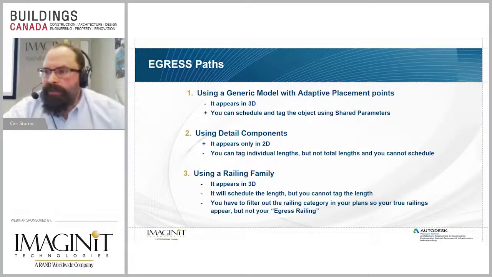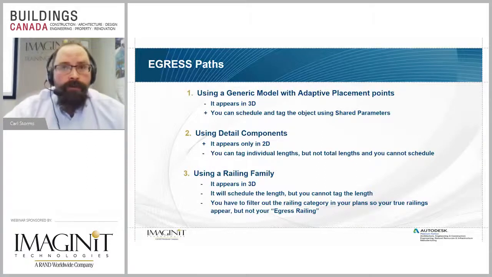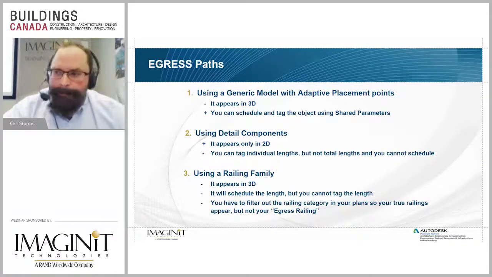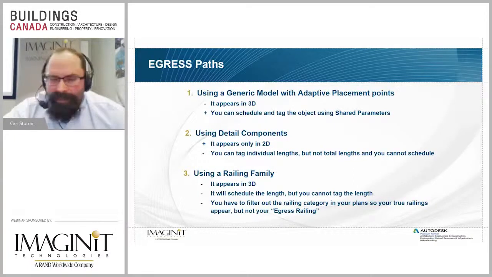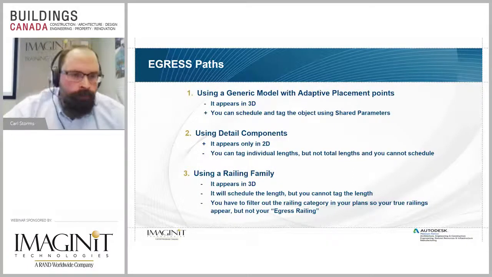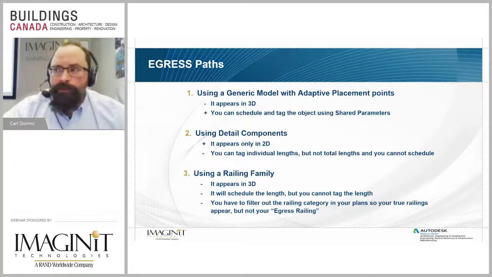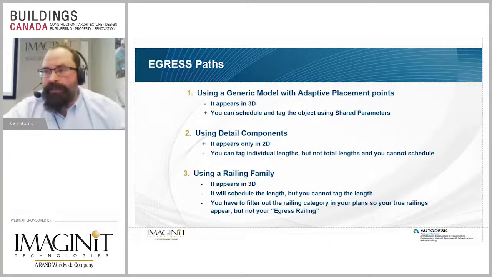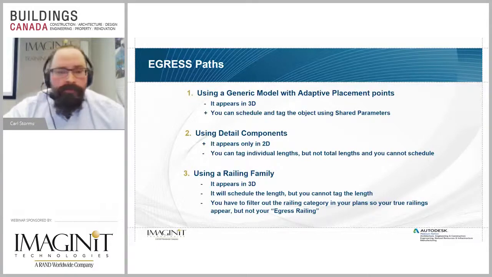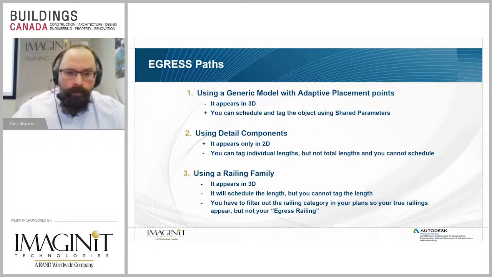The next one is our detail components. Because it's detail, we're only going to see it in the view that it's in, so that's a plus. Again, you can tag individual lengths, but you don't get a total length and you can't schedule it. So not so helpful. If we're using an adaptive component from a generic model, well, now we can schedule it, we can tag it, and we can also set it up with shared parameters. All pluses. The downside is that we now see this inside of our 3D model. So we don't want to go there.